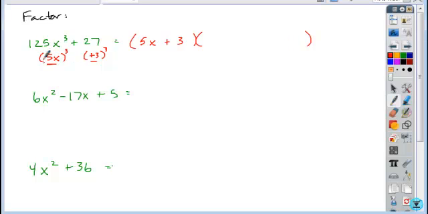The first term is the first base that we have here squared. So we're going to square the 5 and square the x. That's our first term. The last term of our trinomial is the second base squared. So we square the 3. That gives us a plus 9.